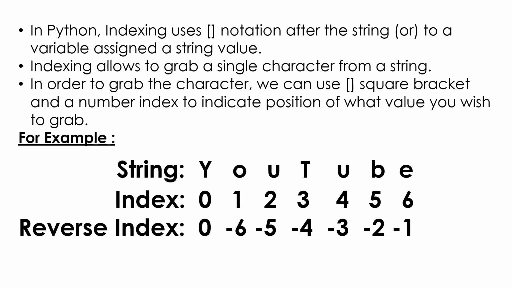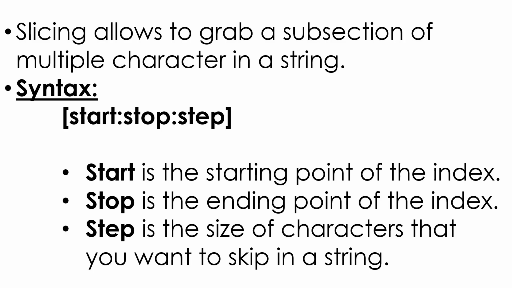And in order to grab a character, we can use square bracket notation. Inside the square bracket, we will have to pass the index position. For example, you can see here, I have taken 3 as an example. So this will give me an output T. And if I take -3, I will get U as the output. Now if you did not get this, I will be showing you in a while. Just bear with me.